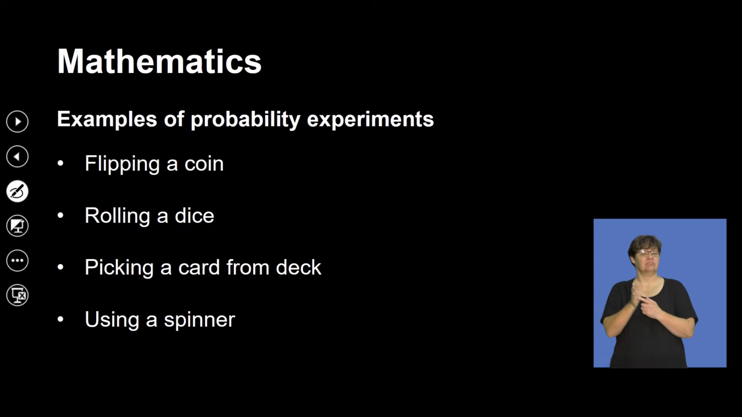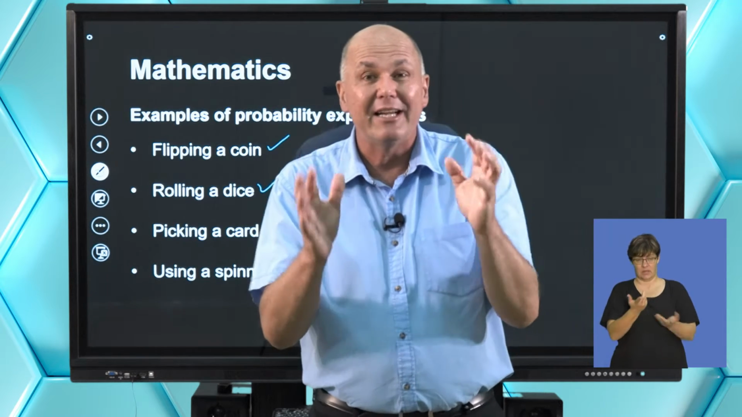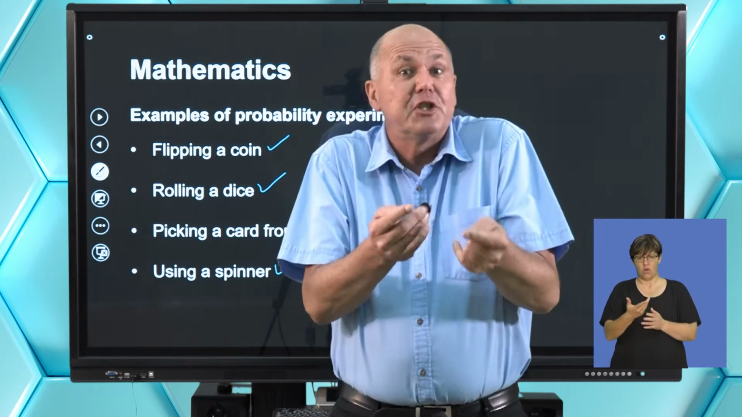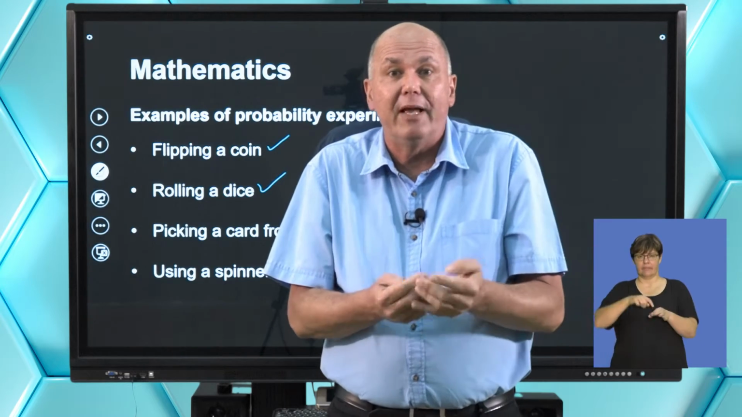And so as I've indicated there, here are some examples of probability experiments. I've already spoken about flipping a coin. Rolling a dice is another one. Picking up a card from a deck or using a spinner. Now, later we're going to actually see what a spinner is. This isn't a fidget spinner. No, I'm not giving you permission to play with a fidget spinner.